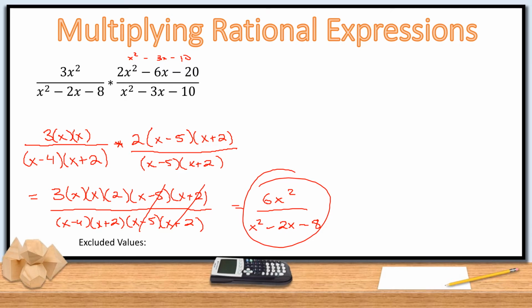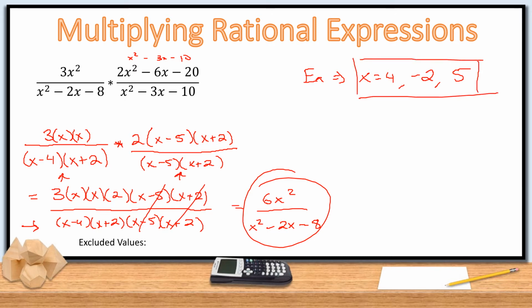But the excluded values, I go back up to holes and asymptotes. So what were the values of the denominator when it was all in factored form that would give me 0? So if x minus 4 is a factor, an excluded value would be when x is equal to 4. Then minus 2. We've got positive 5 and minus 2 again. So there's 3 excluded values, 4, negative 2, and 5. So any of those values in the denominator would have resulted in an answer of 0, which would have made the whole thing equal to infinity or undefined.